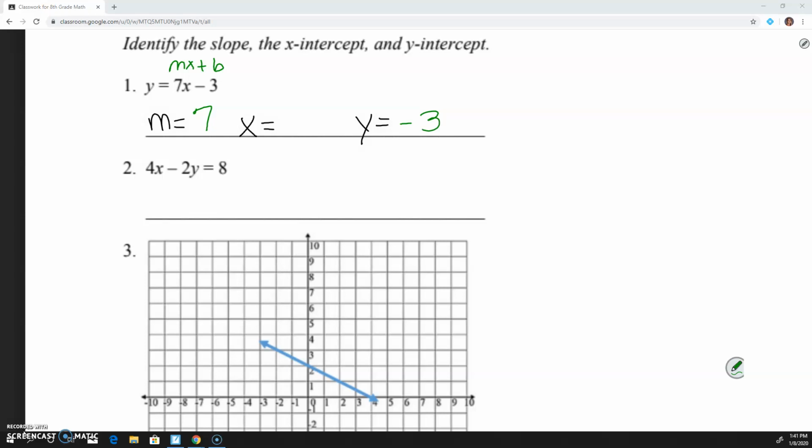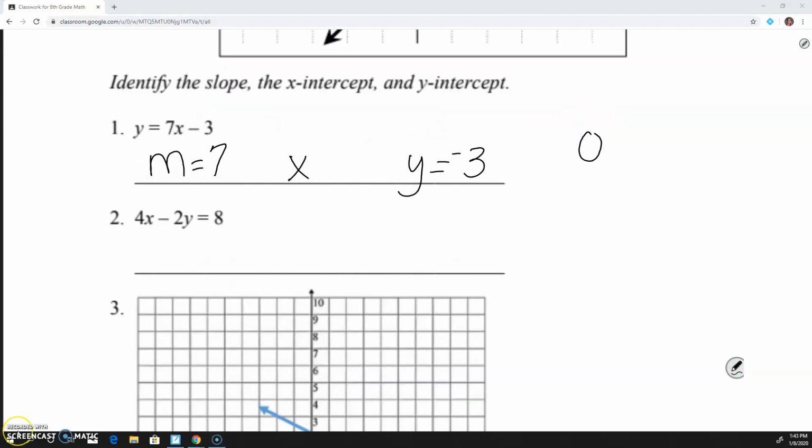How do I find x? Plug in 0 for y. So 0 equals... 0 equals... To find x, I plugged in 0 for y. What do I do with negative 3? You just add it.